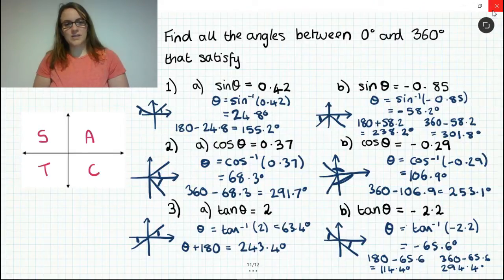So I hope you now understand what the trigonometric, so sine, cosine and tangent graphs look like and their key features, how you can use them to find the angles that your calculator won't give you, or how you can use the quadrant method to find those angles that your calculator doesn't give you.